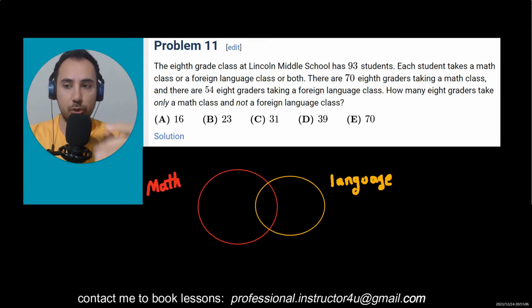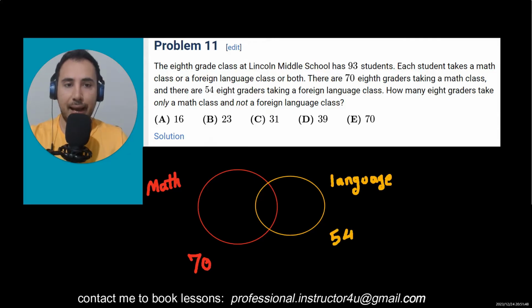For problem 11, you just have to visualize the question. Even if you don't want to write it down, visualize it in your mind quickly, and then give the answer. So the 8th grade class at Lincoln Middle School has 93 students. Each student takes a math class or a foreign language class or both. There are 70 8th graders taking a math class. So 70 people take the math class. And there are 54 8th graders taking a foreign language class. So 54 people here.